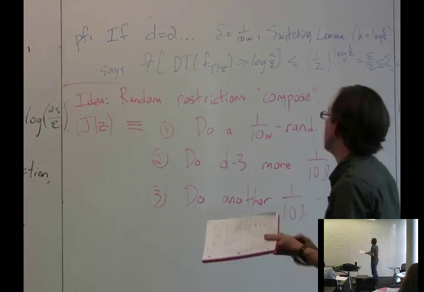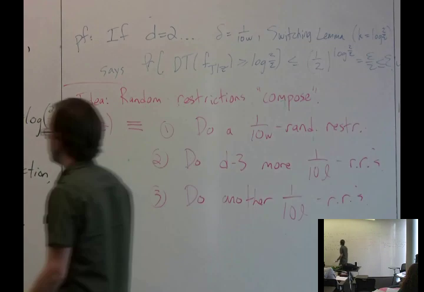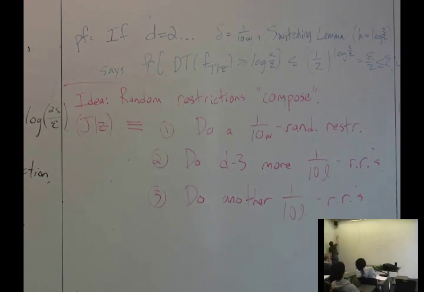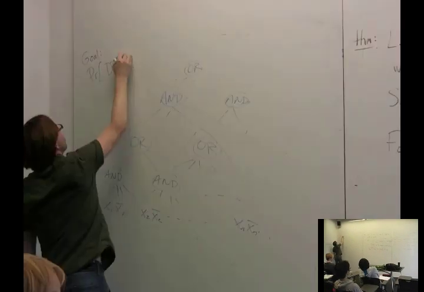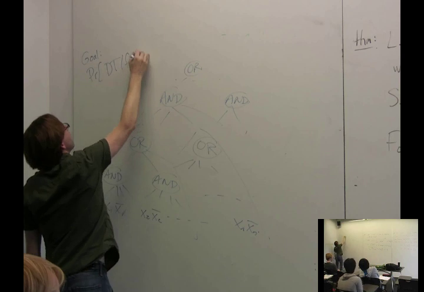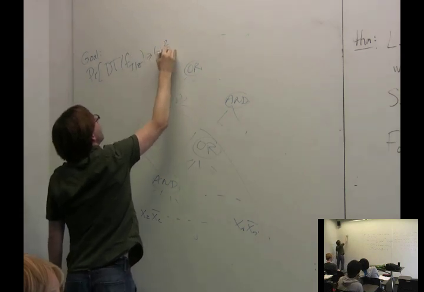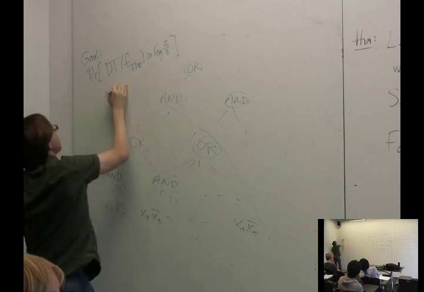OK, so now that we have this on the board, let me write this out here. Our goal is that the probability that the decision tree complexity of the restricted function is bigger than something like log 1 over epsilon is at most epsilon.